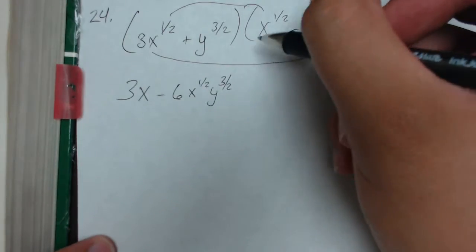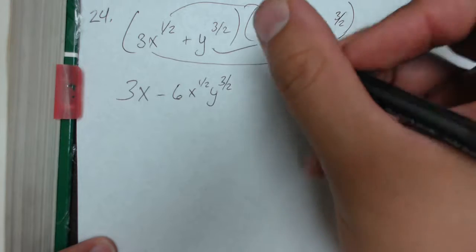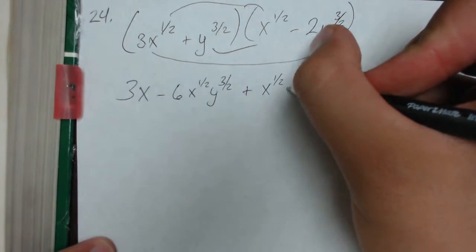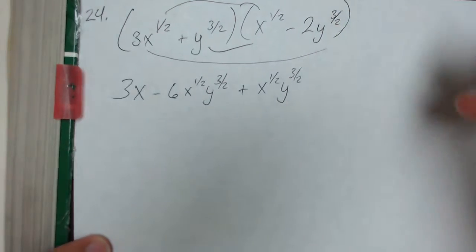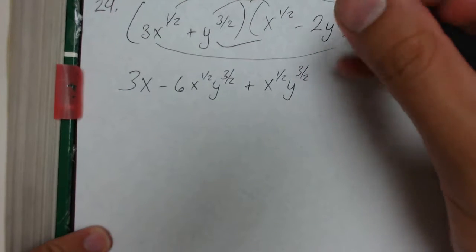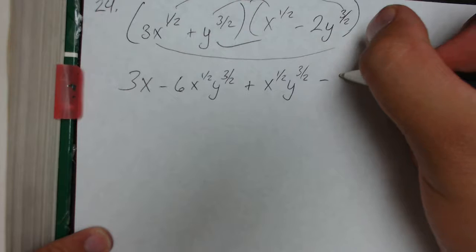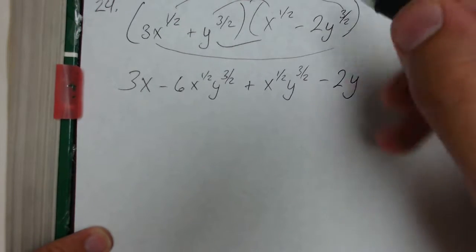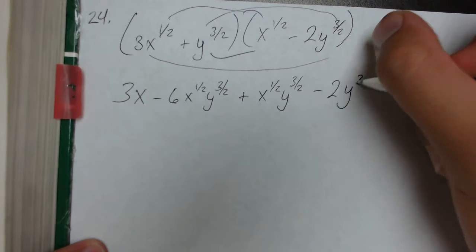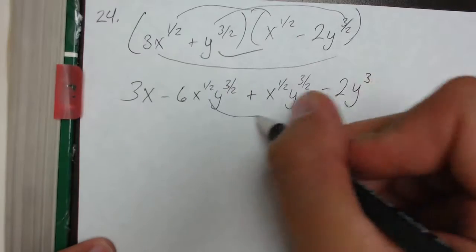Then this inside, y to the 3/2 times x to the 1/2, that gives me plus x to the 1/2 y to the 3/2, and then we'll do last times the last, which we have negative 2y to the 3/2 times y to the 3/2. That gives me negative 2y, and then 3/2 plus 3/2 gives me 3. So negative 2y cubed. From here, all I have to do is combine like terms.